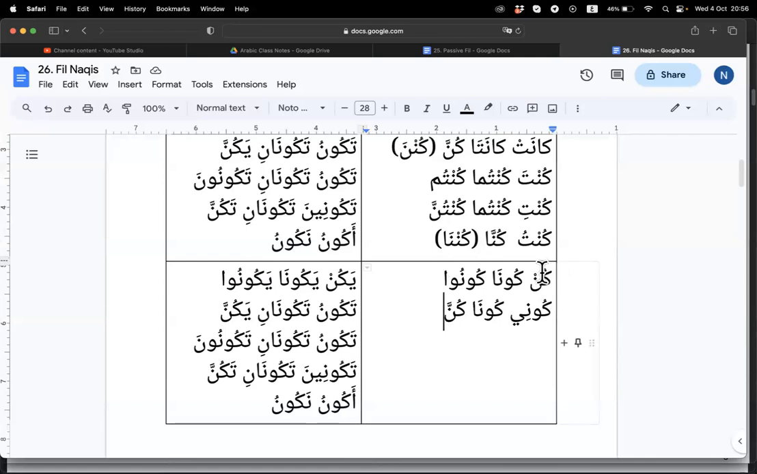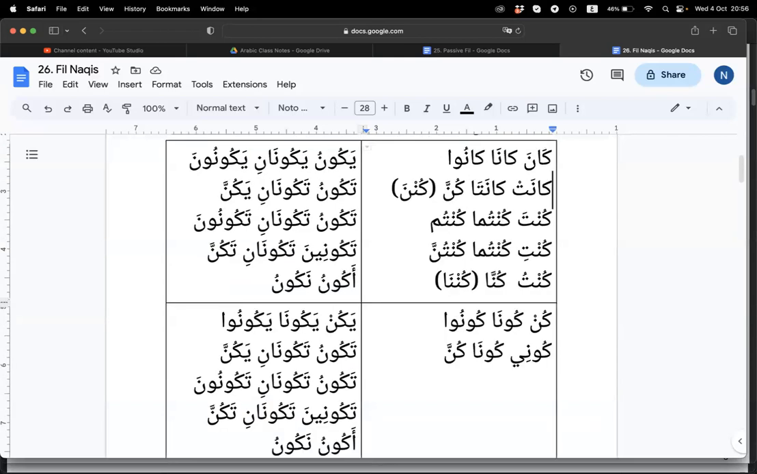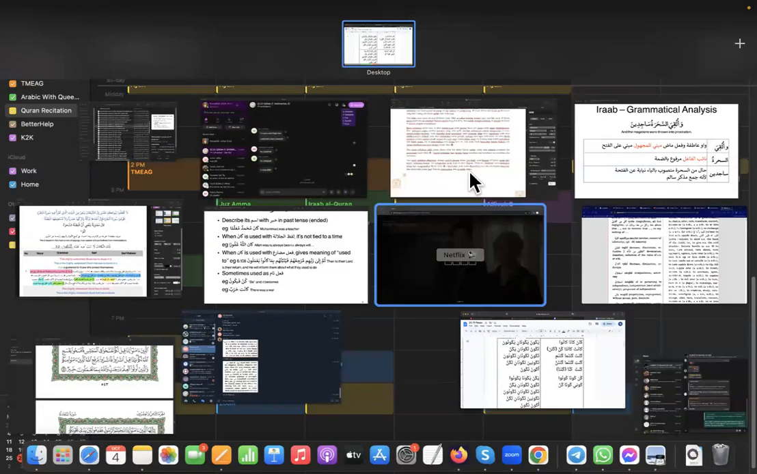So kul is also basically like this. It's not fi'il madi naqis. But qala yaqulu, the same pattern of word. So when we say kul, we have the same kind of structure. Kul, kula, kulu, you all say.